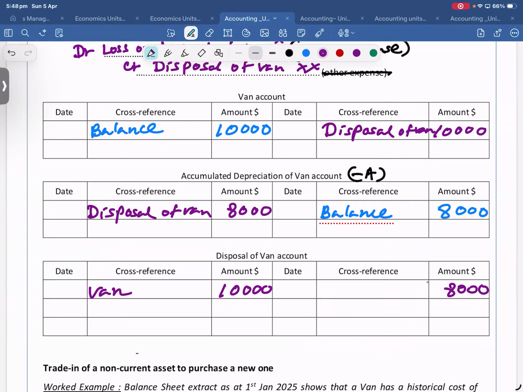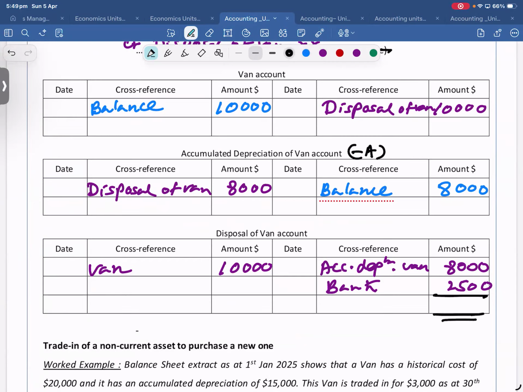It can be on any date, whichever the date doesn't really matter, saying accumulated depreciation of van. Then we are getting money. How much? 2,500. Bank debit, disposal credit. Then, as a matter of balancing, if you do the ledger account, you don't have to worry about figuring out the profit or loss.